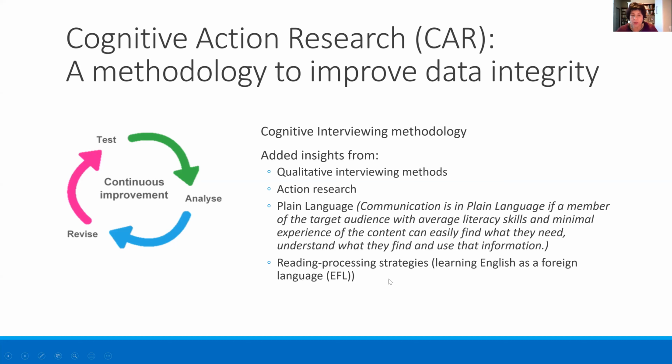And then we also used reading processing strategy. So if someone is reading an English text and is a foreign language user, what strategies do they use to make sense of that text?